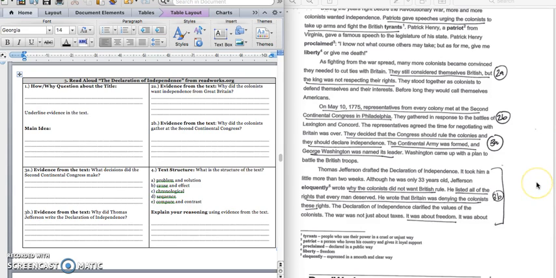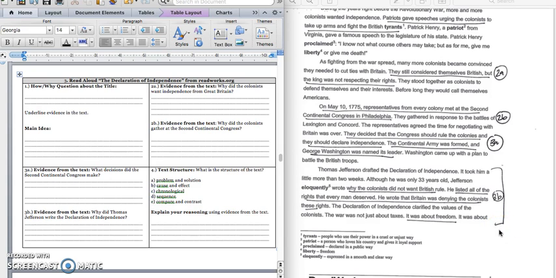Thomas Jefferson drafted the Declaration of Independence. It took him a little more than 2 weeks. Although he was only 33 years old, Jefferson eloquently wrote why the colonists did not want British rule. He listed all the rights that every man deserved. He wrote that Britain was denying the colonists these rights. And that's another reason why the king was not respecting their rights, and another way of saying that is that Great Britain wasn't giving the colonists the rights they deserved.